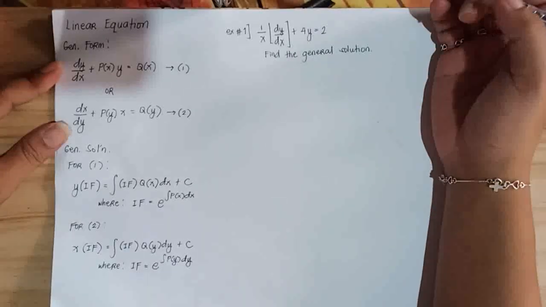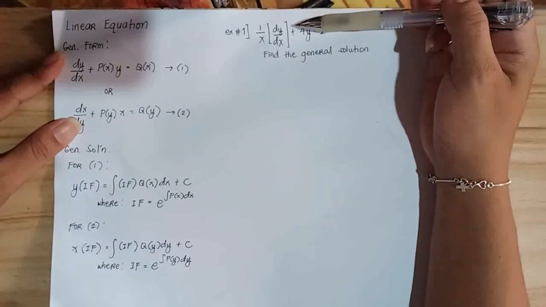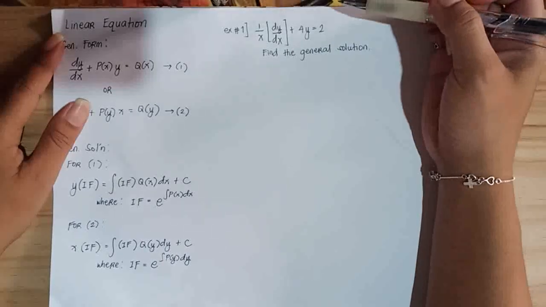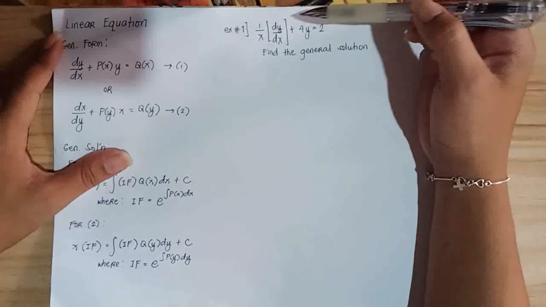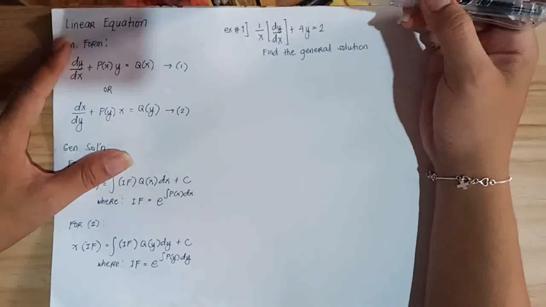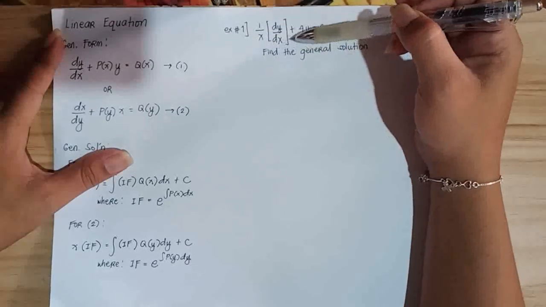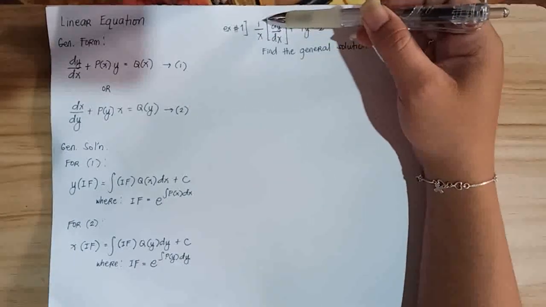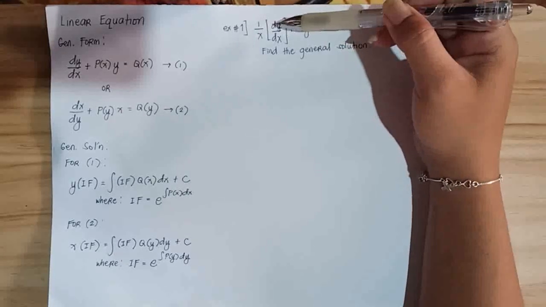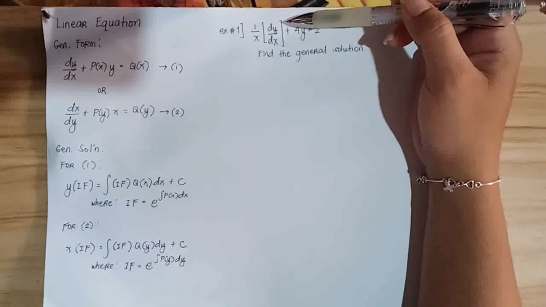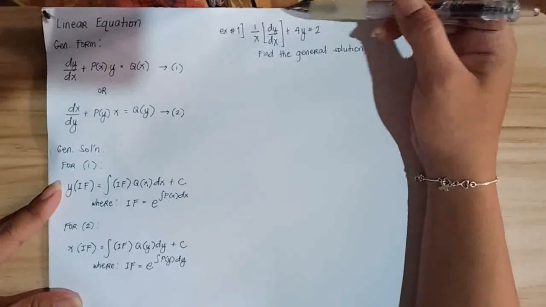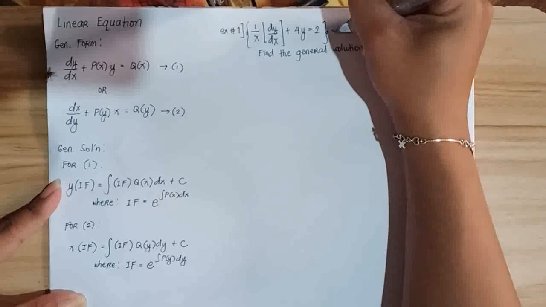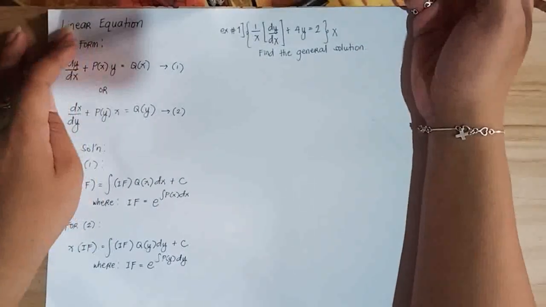So, for example, you have 1 over x multiplied to dy over dx plus 4y equals 2. So, let's say you are going to find the general solution for this differential equation. If you will notice, this is in the form of dy over dx. dy over dx must have no constant or any multiplier attached to it. So, you need to divide the whole equation, or it can be multiplied by x to remove the 1 over x that goes with dy over dx.